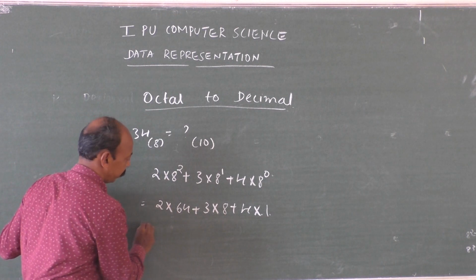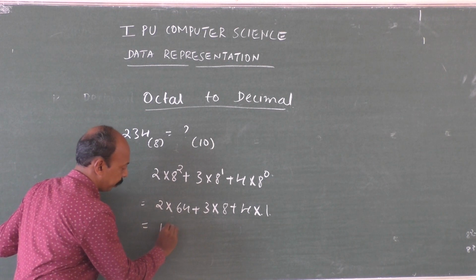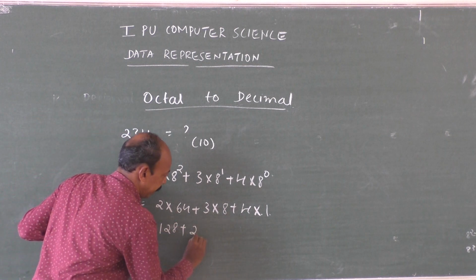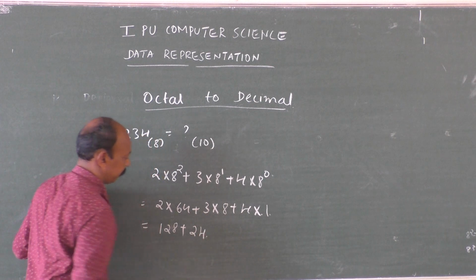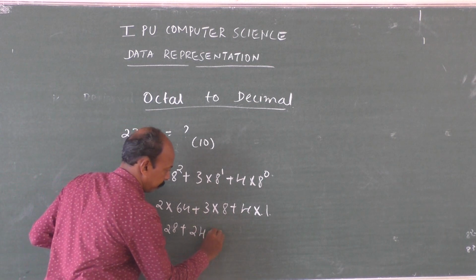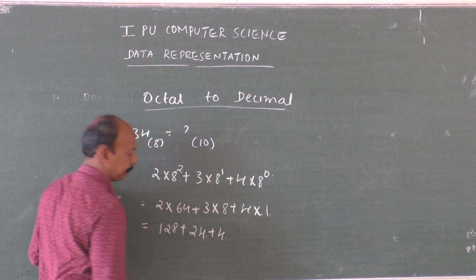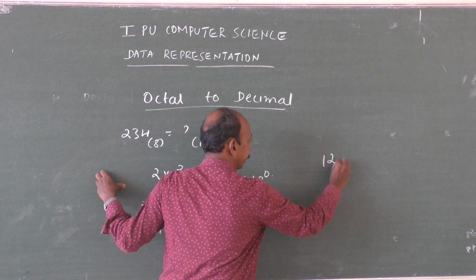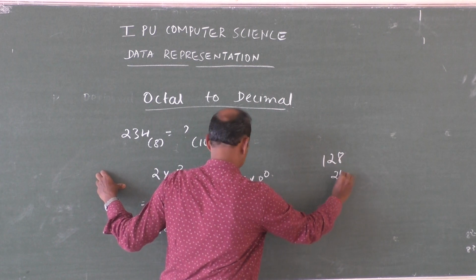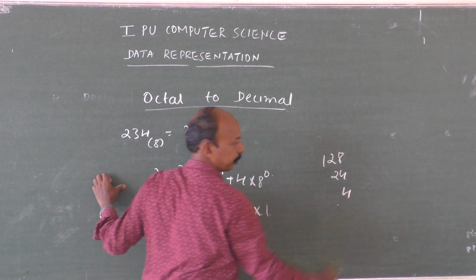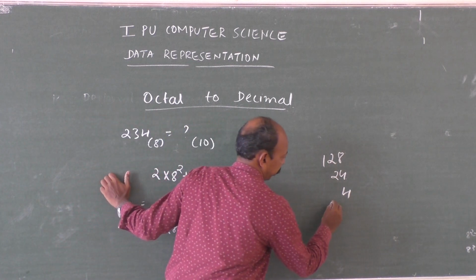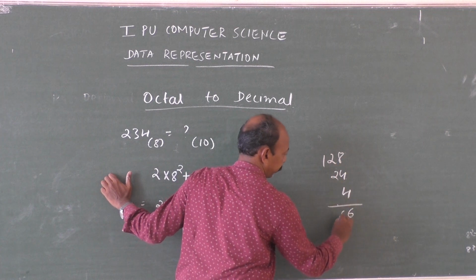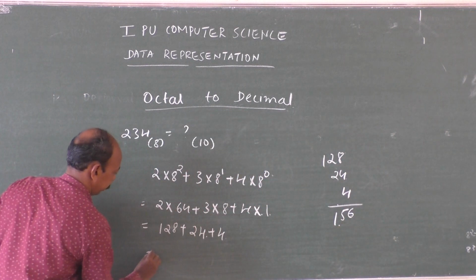Multiply and write 64 plus 64, 128. 8 3s are 24 plus 4, add it up, 128, 24 plus 4, 28. 128 plus 28 is 156.